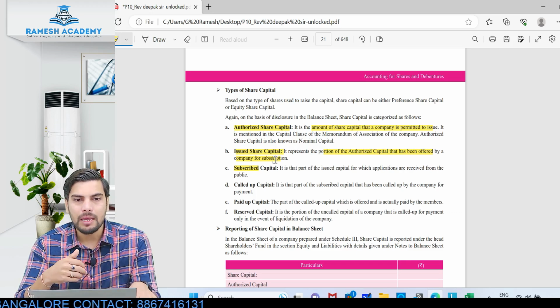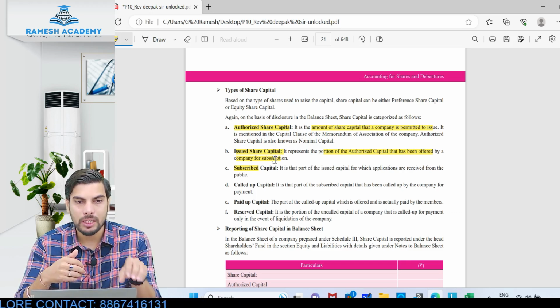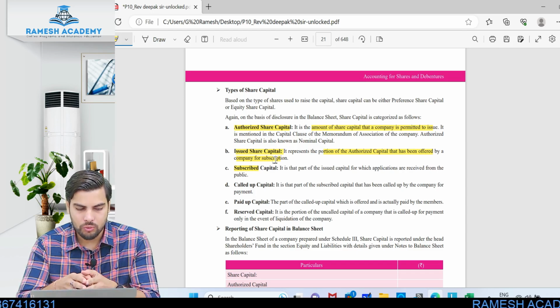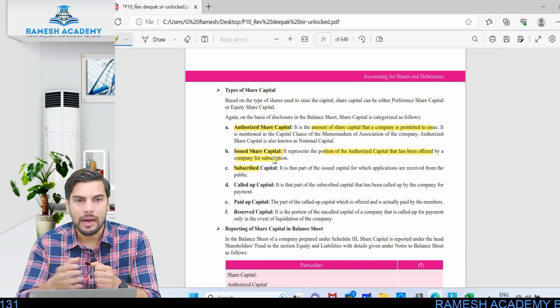Okay, so public are subscribing for lesser than what is issued. I am issuing 4 lakh shares, public are willing to subscribe only to the extent of 3 lakh shares. So this would be treated as what? This would be treated as under subscription.